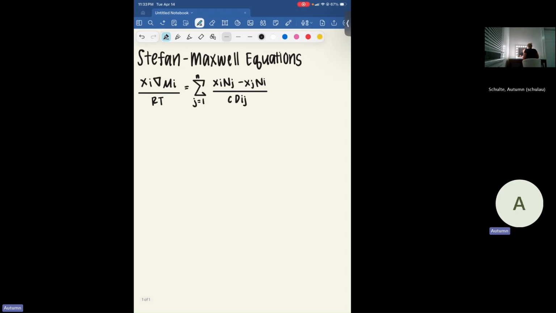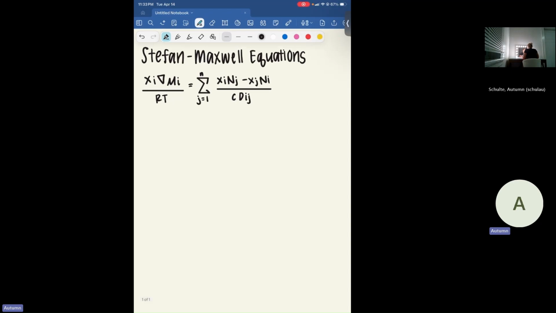In today's video, we are going to be taking a deeper dive into the Stefan-Maxwell equations and why they are important and useful. So Stefan-Maxwell equations are very important, especially in the field of chemical engineering, because they allow us to look at multi-component systems and perform binary tests to see how each different component interacts with each other and then how they interact all together.